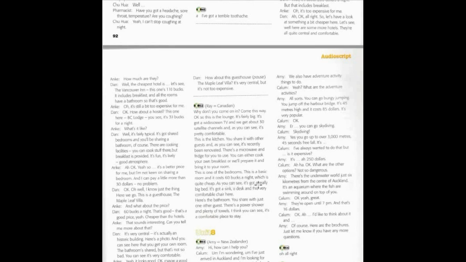As you can see, it's got a really big bed. It's got a sink, a desk, and this very comfortable chair here. Here's the bathroom. You share with just one other guest. There's a power shower and plenty of towels. I think you can see it's a comfortable place to stay.